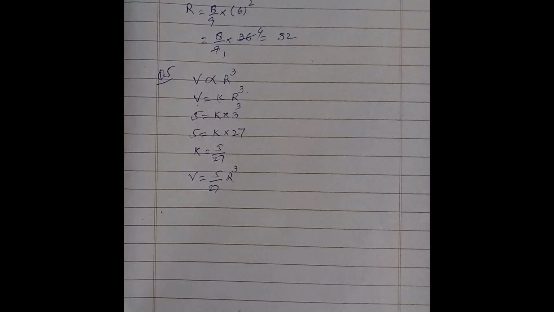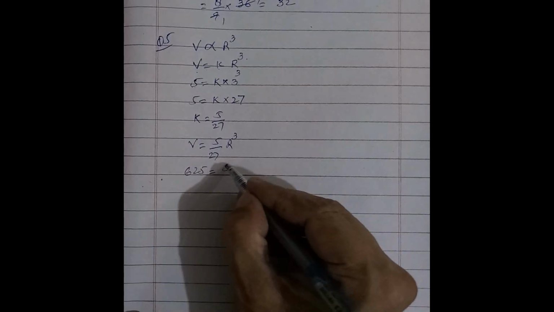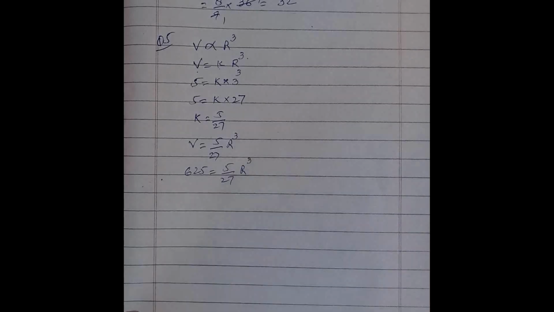And the next step is find the value of R when V is equal to 625. 625 is equal to 5 over 27 R cubed. Now simplify these values.